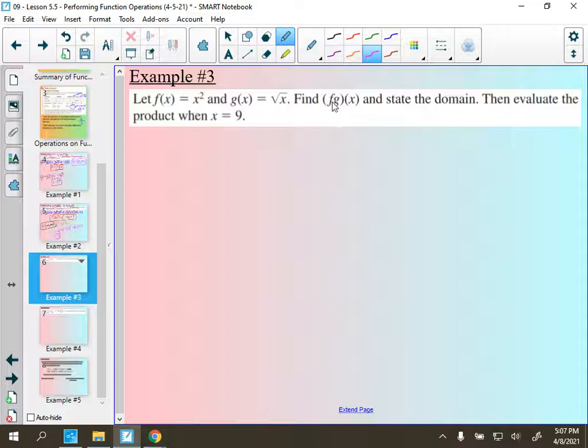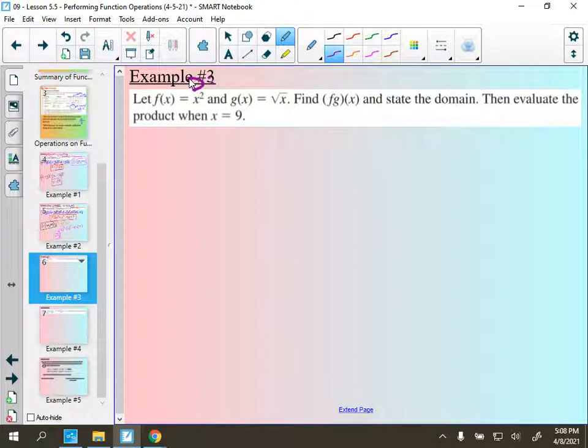All right, a multiplication. This is a good one for us. We'll see a couple different new pieces. I think the functions themselves on the initial here are slightly simpler, right? We got an x squared and a square root of x. But what are we being asked to do? We're being asked to multiply them, state the domain, and then evaluate. So same deal.